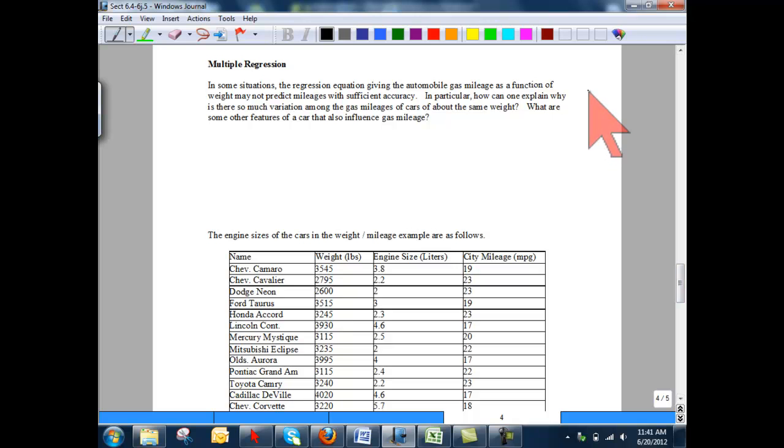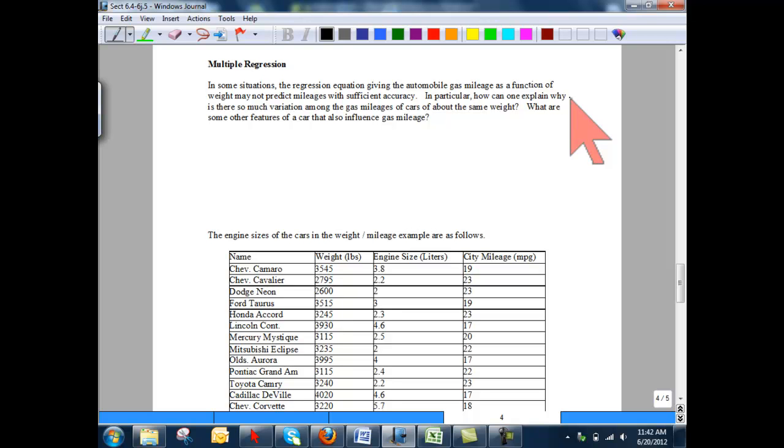Let me read this. In some situations, the regression equation giving the automobile gas mileage as a function of weight may not predict mileages with sufficient accuracy. Our R was negative 0.87, but that's not negative 1 or positive 1, which would give perfect accuracy. So, in particular, there are cars of the same weight that get different gas mileages.